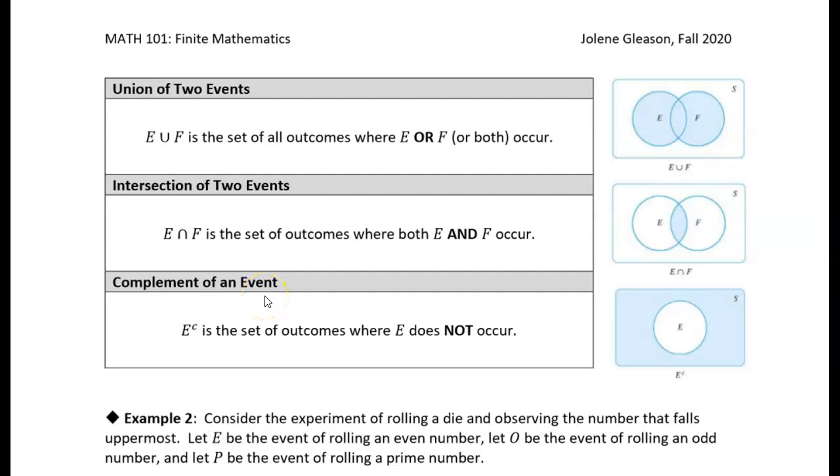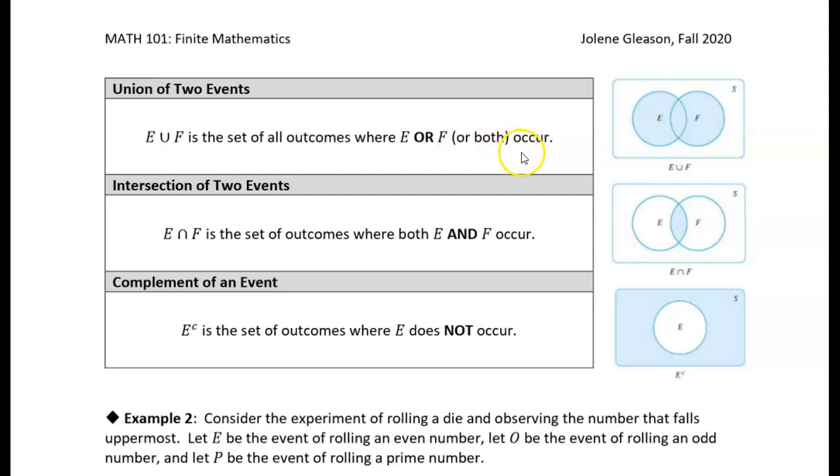All right, so since we've defined events in terms of a set or subsets, we can also talk about the union and the intersection and the complement of an event. So let's first of all take a look at the union. The union of two events, say E and F, is the set of all outcomes where E or F occur, or both, right?